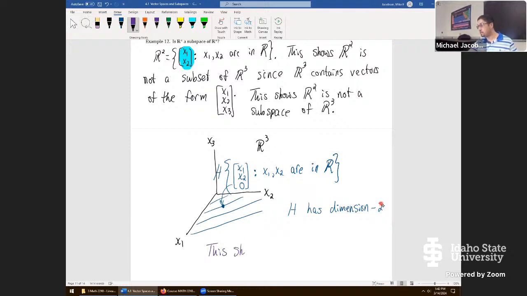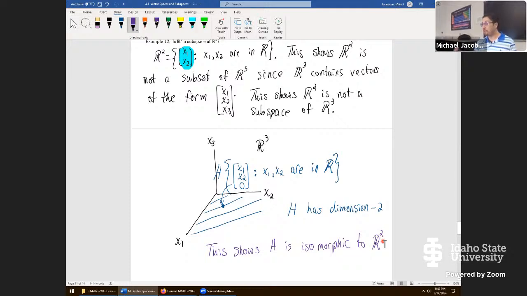This shows H is isomorphic to R2. If H had dimension 3, we'd say isomorphic to R3, and every two-dimensional space is essentially R2. That's really weird. The only difference is the notation. Here, notationally, we go x1, x2. Here, even though this is not the right set, the only difference is that 0 right there. It operates exactly like R2.